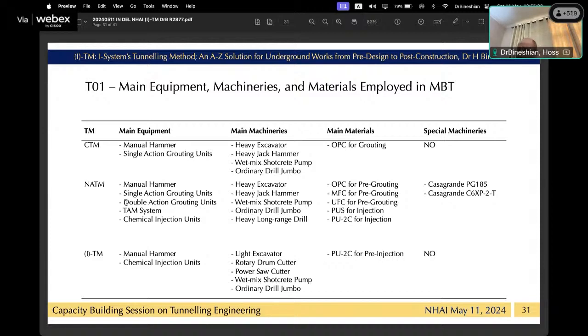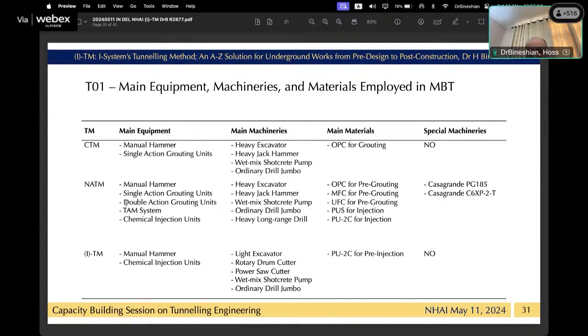NATM and the two international consultant firms proposed manual hammer, single action grouting units, double action grouting units, TAM grouting system, and chemical injection units for main equipment; heavy excavator, heavy jackhammer, wet mix shotcrete pump, ordinary drill jumbo, and heavy long range drill as main machineries; OPC, microfine cement, and ultra-fine cement for pre-grouting; polyurethane silicate and polyurethane two-component for injection; Casagrande PG and Casagrande CCXP, which are very expensive machineries that took 1 year to import, advised in NATM, and there was no success.